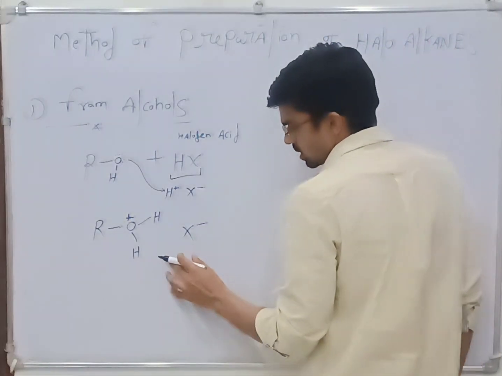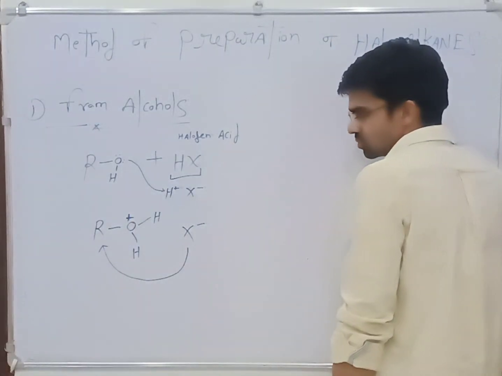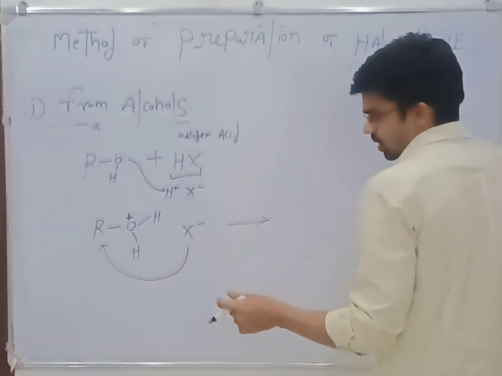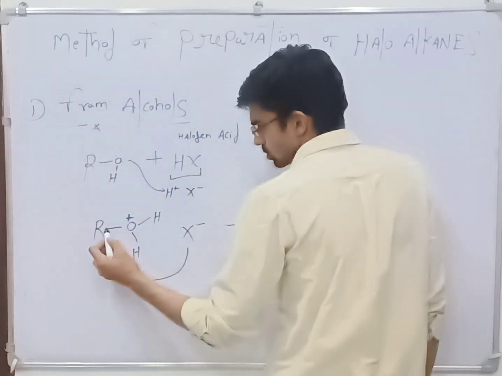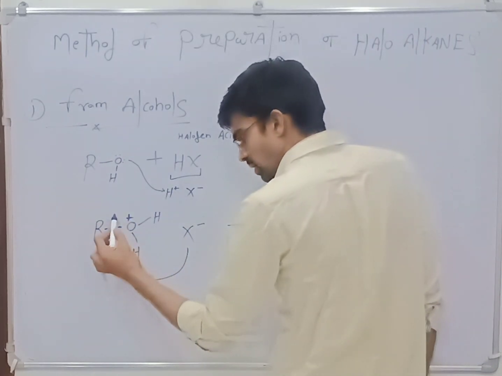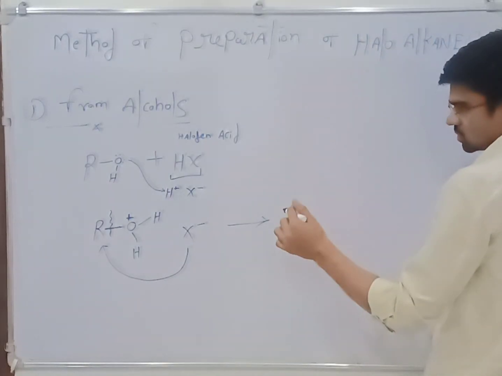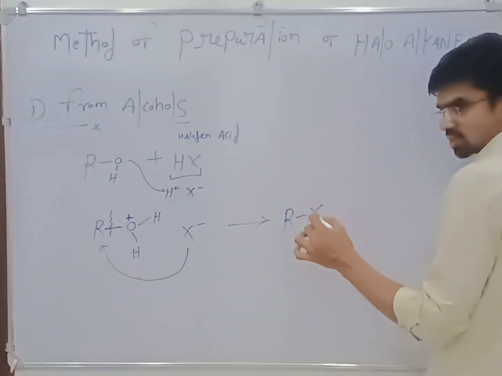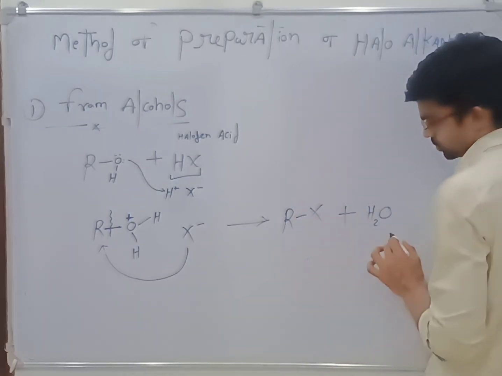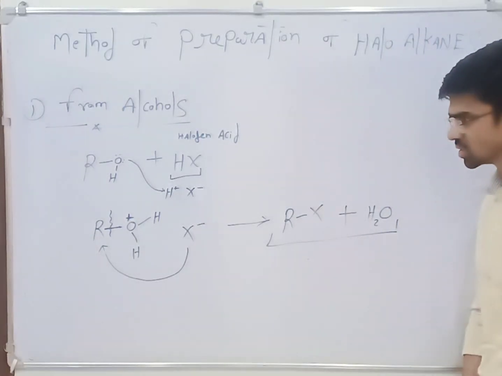Now this X minus will attack R, and oxygen will try to attract the electron from R, take the electron and remove. So finally we will get the product RX plus H2O. This is how we will get our product. So this is the reaction mechanism.